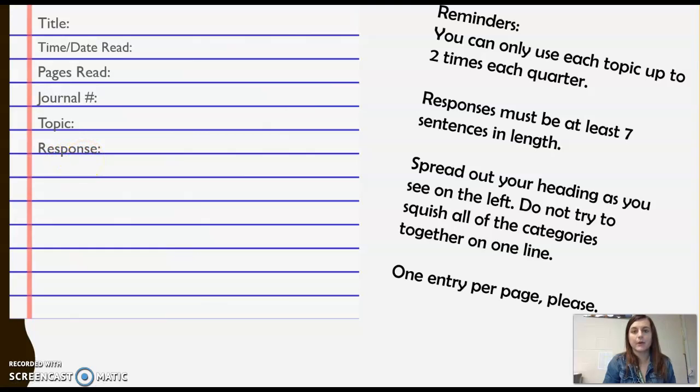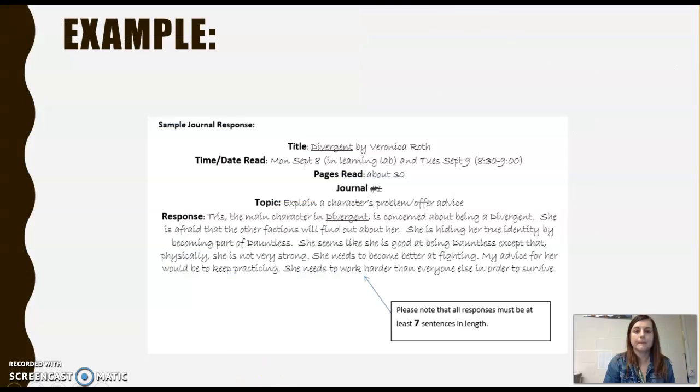Your response will be about 7 sentences in length, and a good way to remember that is that you're in 7th grade, so responses should be 7 sentences in length. You can only use each topic up to 2 times per quarter, and we really want to try to spread out the heading as you see on the left. Do not try to squish all the categories together on one line, or it becomes a little bit muddled and difficult to read. And we would ask that you try to separate it out to be about 1 entry per page. Here's an example that we can read along together.